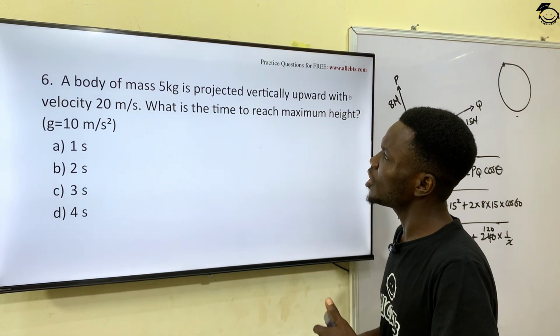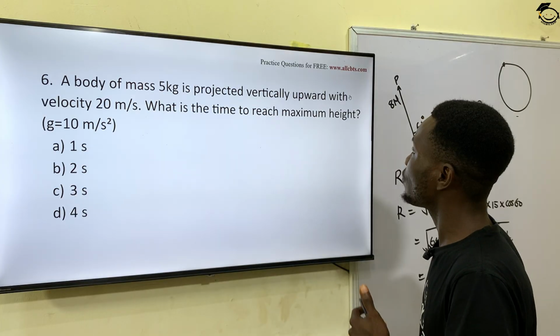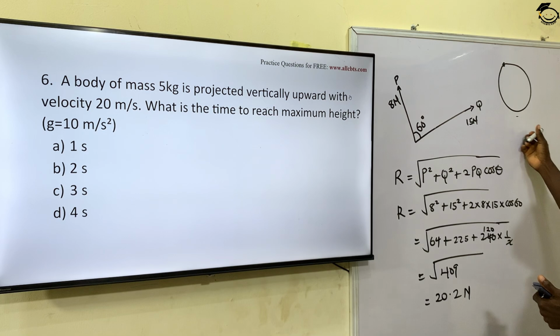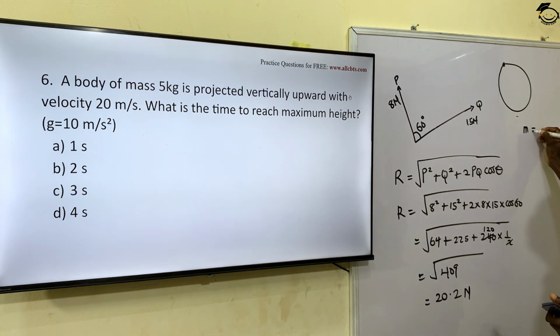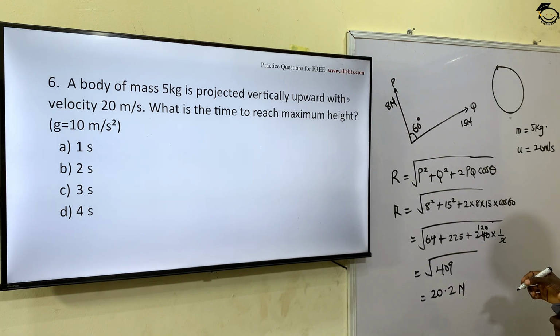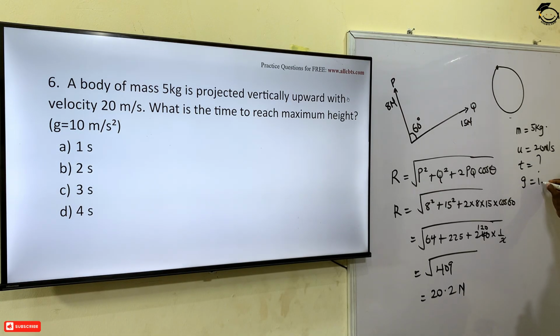It says, a body of mass 5 kg is projected vertically upward with velocity 20 meters per second. So we have the mass of the body to be 5 kg, and we said it is projected vertically upward with a velocity u of 20 meters per second. The question is, what is the time to reach maximum height? We do not know. And we're given g to be equal to 10 meters per second squared.